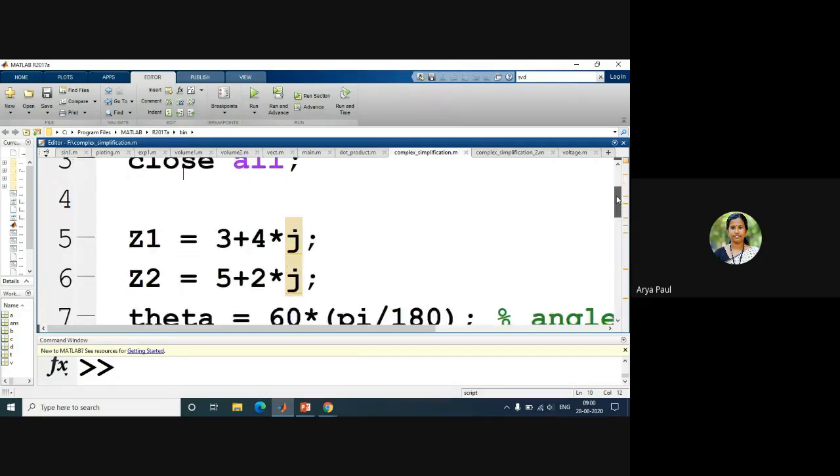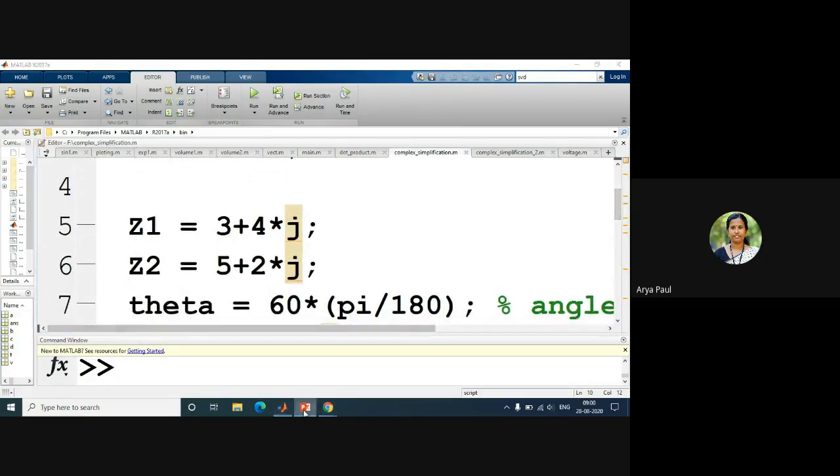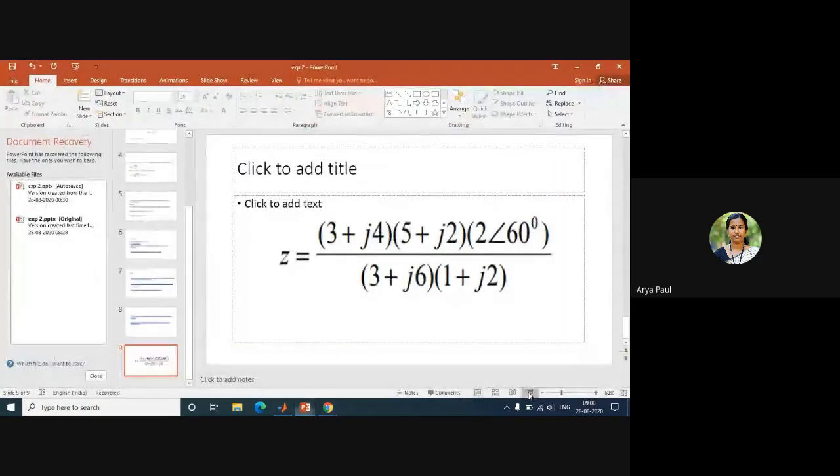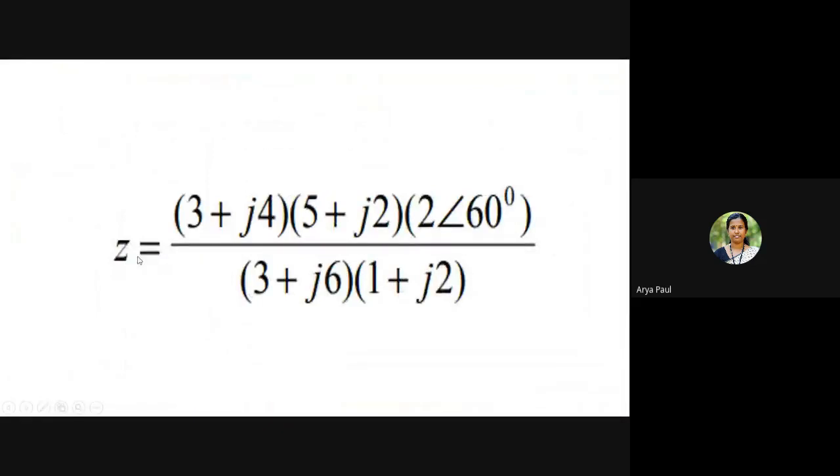Now let me take a question. Z is a complex number. Z is equal to 3 plus j4 into 5 plus j2 and into 2 angle 60 degree, divided by 3 plus j6 into 1 plus j2. What is the meaning of that? This Z is a complex number, so this is in complex form representation.